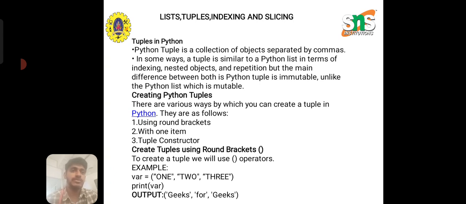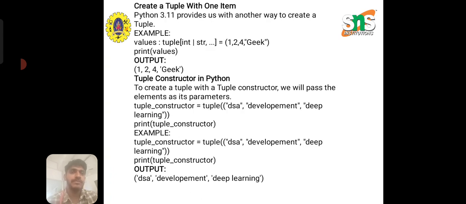So the first thing we are going to discuss in this lecture video is tuples in Python. A tuple is similar to a Python list in terms of indexing, nested objects and repetition, but the main difference between the two is that a Python tuple is immutable, unlike a Python list which is mutable. We are going to see what is immutable and mutable in the upcoming slides. First, let's see how to create a tuple.